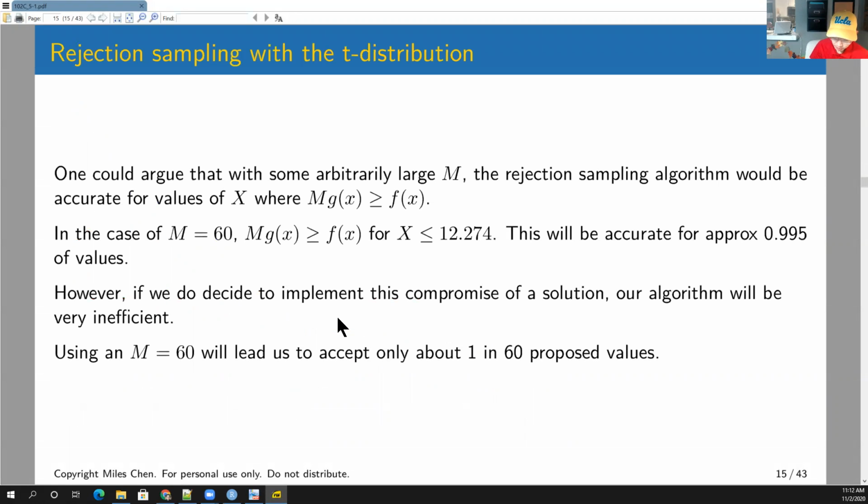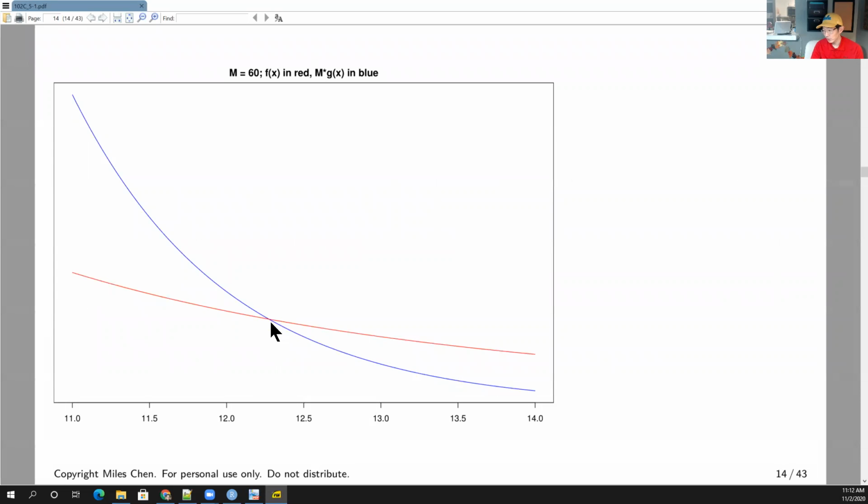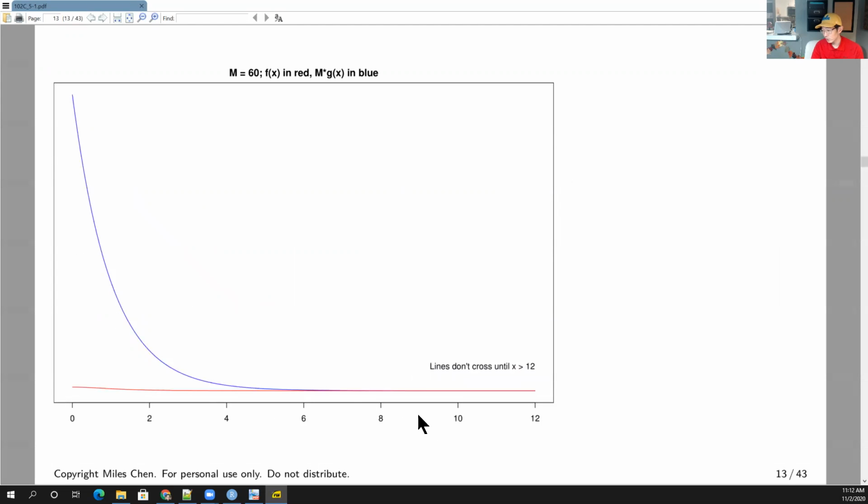All right, now you could argue and say, well, if I pick m equal to 60, then the algorithm will work where this statement is true, where m times g of x is greater than or equal to f of x. The algorithm will work and will produce values accurately here, okay? And it's true, it will. When m is equal to 60, m times g of x is greater than f of x, as long as x is less than 12.275, okay? So if you look at this, it doesn't cross until around 12.275, and so this is going to work for m times g of x is greater than f of x, okay?